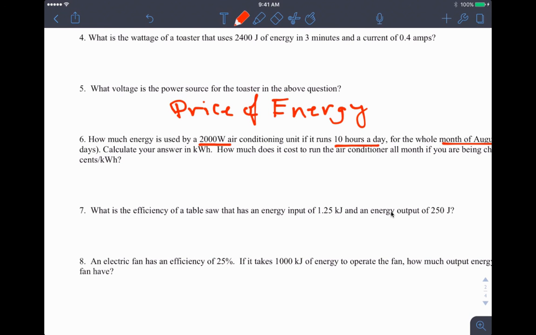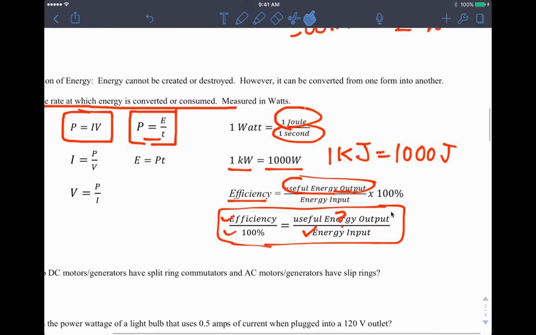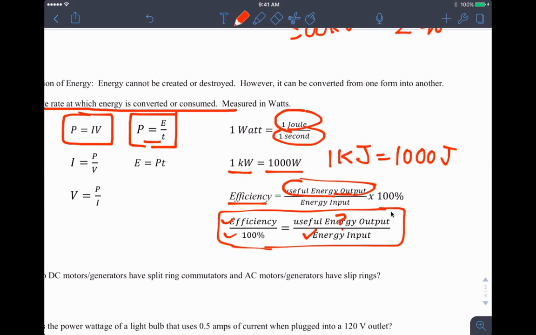But the question is, how much energy is used? I know we measure energy in joules, but I want you to see that power companies find that joules are really, really small amounts. And so instead of dealing with energy in joules and seconds, like it shows right here, they deal with energy in what are called kilowatt hours.